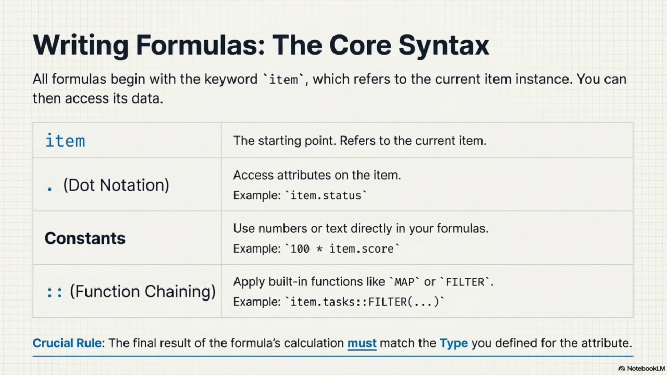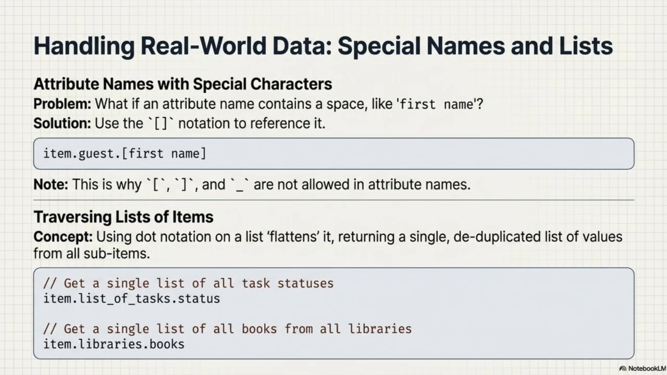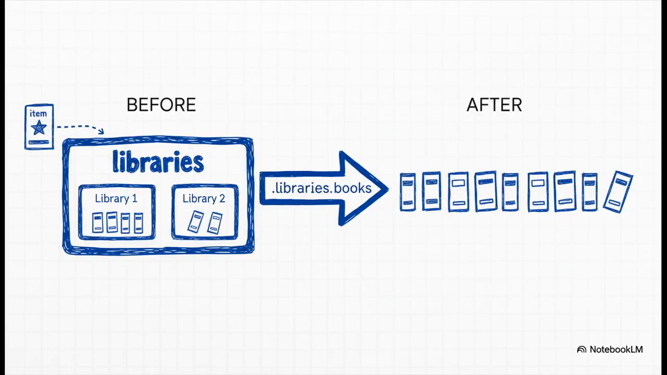So once you have item, accessing other attributes is super easy. For simple attribute names with no spaces, you just use a dot, like item.status. If the name has special characters in it, like a space, no problem. You just wrap it in square brackets. So to get a guest's first name, for example, you'd write item.guest.firstname. Simple as that.